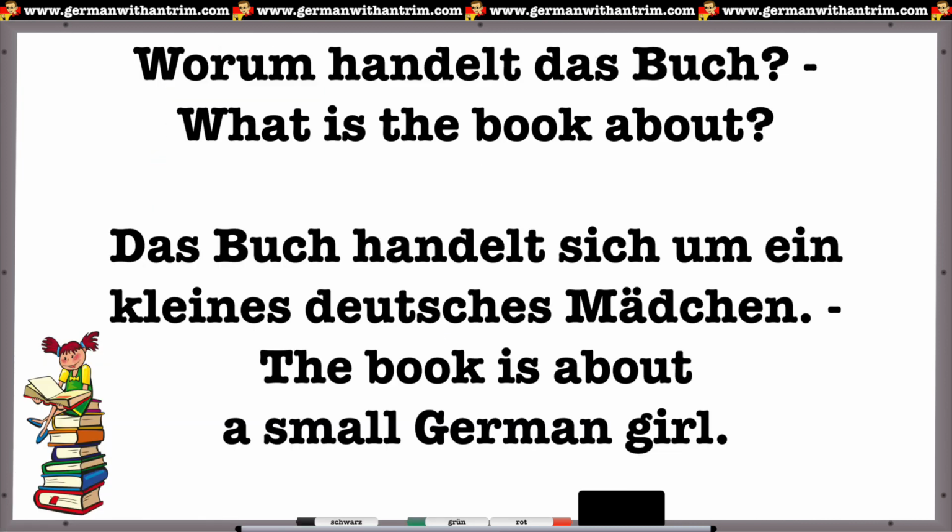For example, worum handelt das Buch? What is the book about? Das Buch handelt sich ein kleines deutsches Mädchen. The book is about a small German girl.